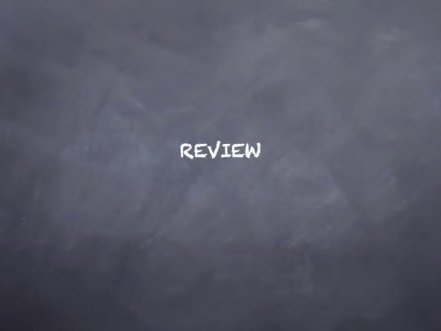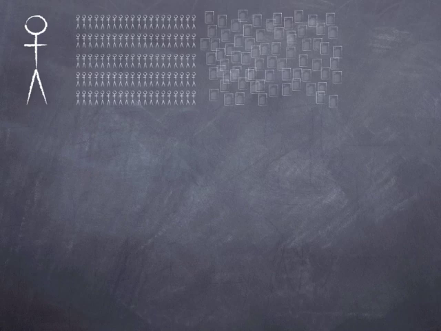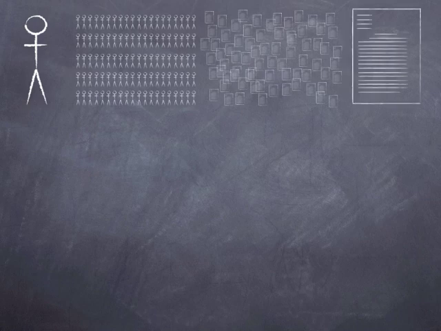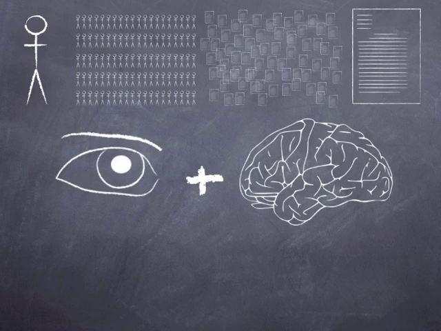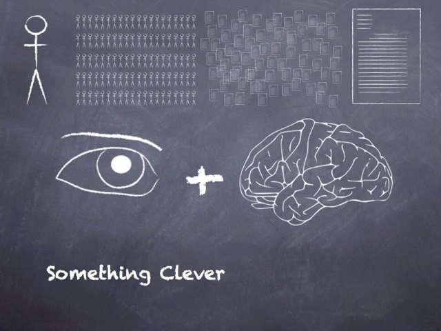So let's review. Your teacher has 100 students, and they're all handing in papers at the same time. To help your paper stand out, you need a title that catches the eye and appeals to the mind. By beginning with something clever, followed by a colon, and then a brief explanation, you can accomplish these goals.